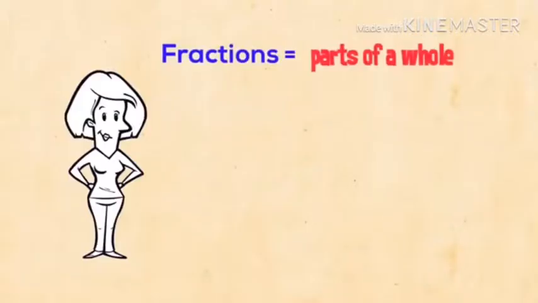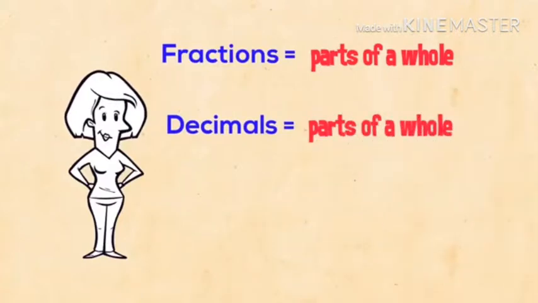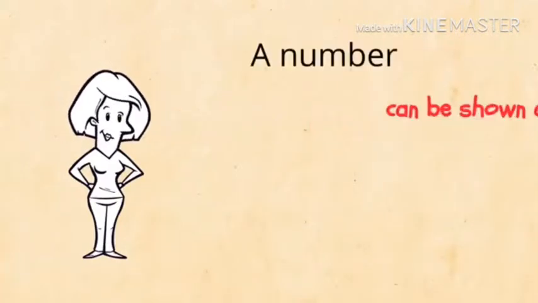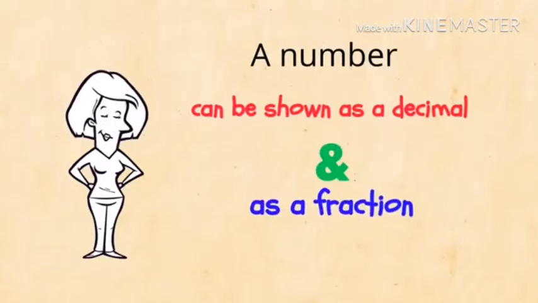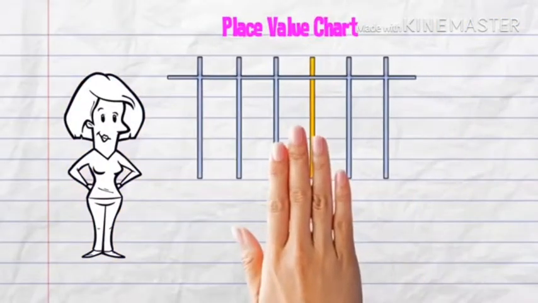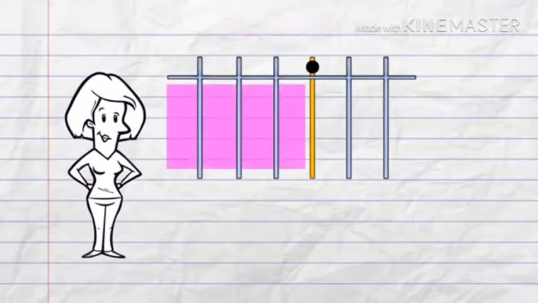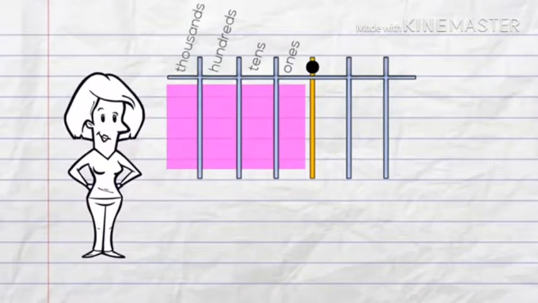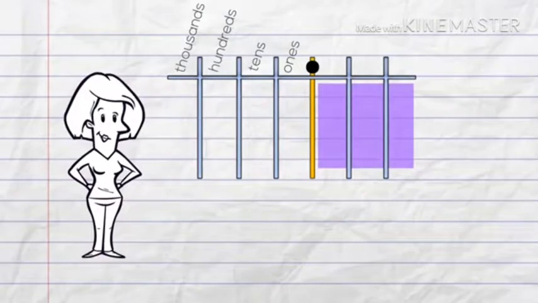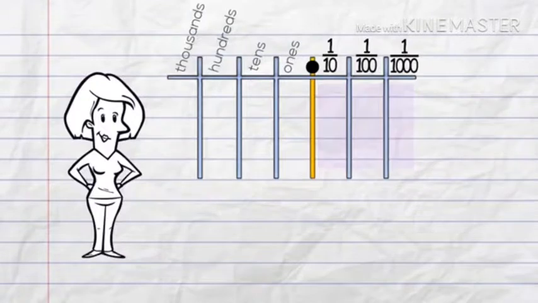Fractions are parts of a whole, and decimals are also parts of a whole. A number can be shown as both a decimal and a fraction. Here's a place value chart. The decimal point goes here. On the left of the decimal is where we put our whole numbers. And on the right of the decimal is where we've got our fractional parts. The first column is tenths, then we've got hundredths and thousandths, and so on.